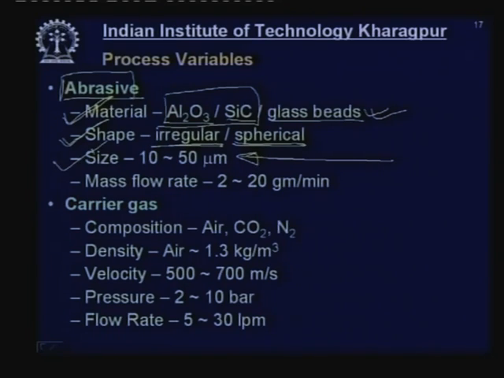Then how much abrasive particle should I use? That is the mass flow rate. Typically the mass flow rate of abrasive particles is around 2 to 20 grams per minute. So the consumption rate of abrasive is also rather low.